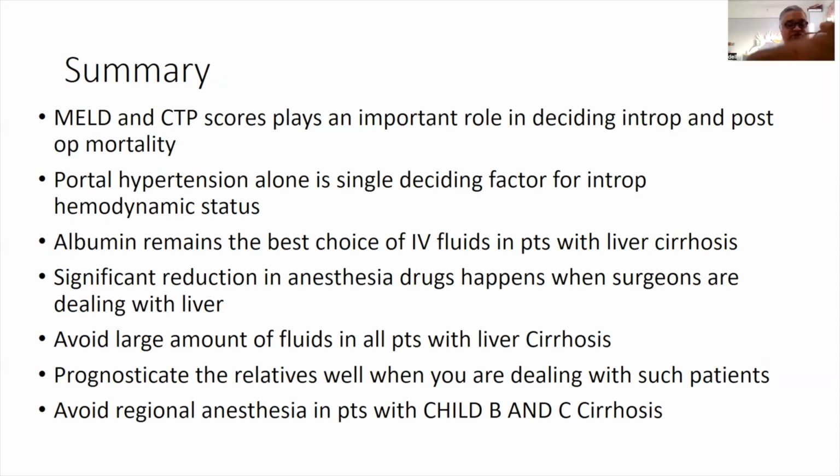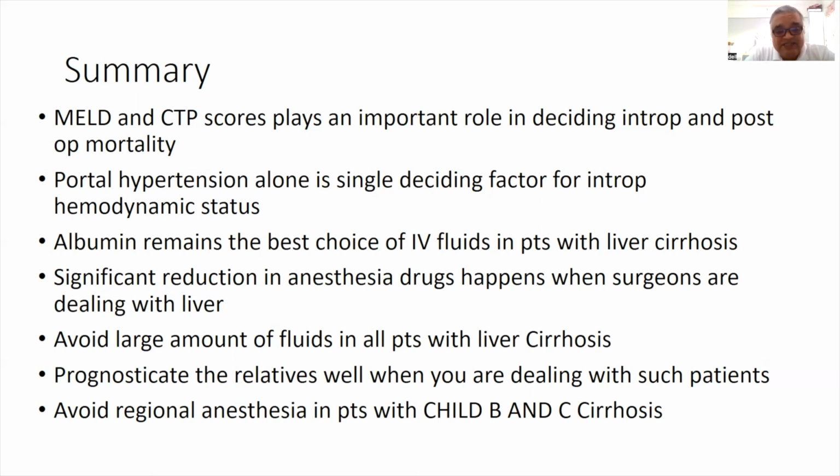Albumin remains your best choice of vasopressor, and the best choice of colloid when you want to give colloid. Avoid blood products; only give them if strongly indicated. Significant reduction in anesthesia drugs when the patient is in the anhepatic phase, or the patient is without liver in the body. Avoid large amounts of fluid in all patients with liver cirrhosis. Prognosticate the patient well when you are dealing with such patients.